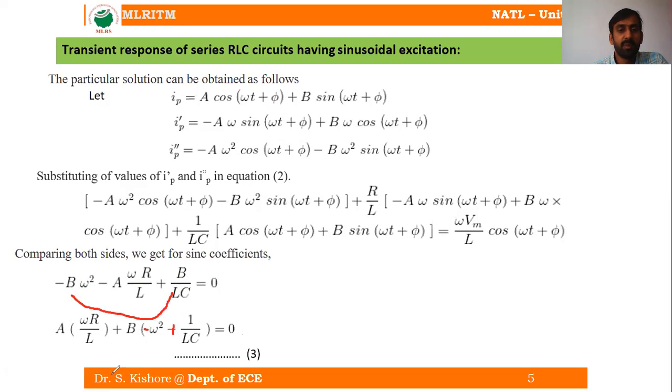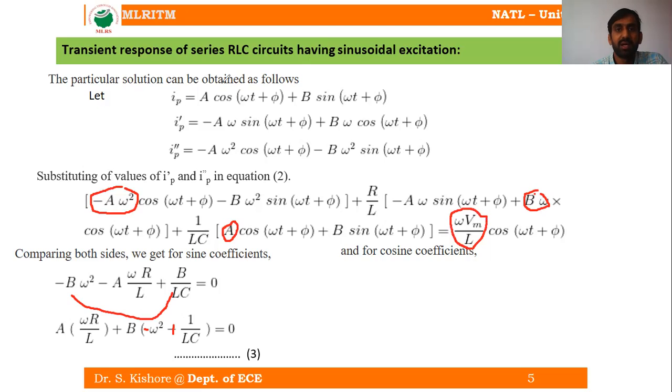So now compare the cosine coefficients. Let us compare the cosine coefficients. So if you compare the cosine coefficients, what are the cosine coefficients over here? So minus a omega square is one cosine coefficient. And what is the other cosine coefficient? So here b omega, multiplication factor of r by l, is the other cosine coefficient. And here a with the multiplication factor of 1 by lc is the other cosine coefficient, which is going to be equal to omega bm by l.